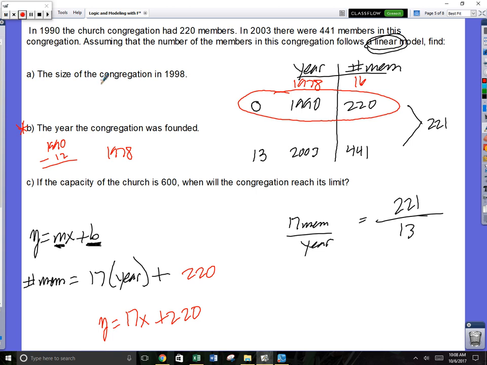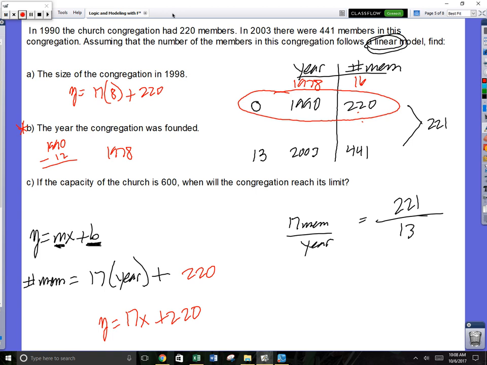So let's look right here. We can go to the size of the congregation in 1998. If we're going to use this as our reference point, how many years am I going to plug in? So my function is going to equal y equals 17 times the number of years. And since I'm saying 1990 is 0, I'm going to go 8 years beyond that. And then I add to that how many I had in 1990, which is 220.